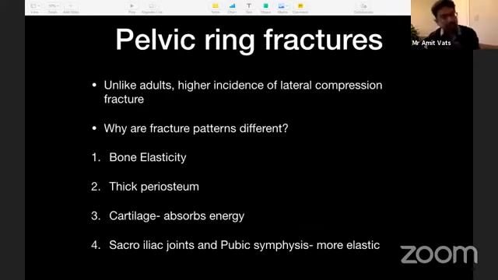Pelvic ring fractures, unlike adults, there is a higher incidence of lateral compression fracture in children. And the reason for that is the bone elasticity. Thick periosteum, cartilage absorbs energy more efficiently, and the joints are also more elastic. And the other reason for lateral compression is that generally it is the pedestrian running across the road being hit by the car from the side.